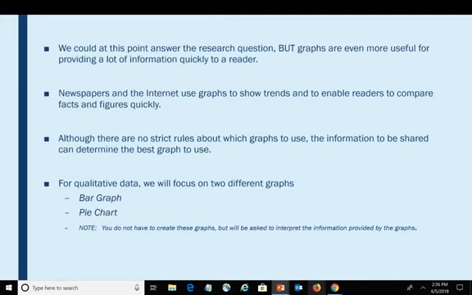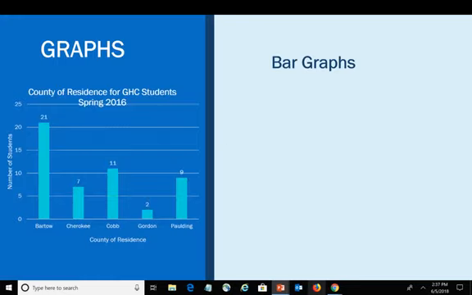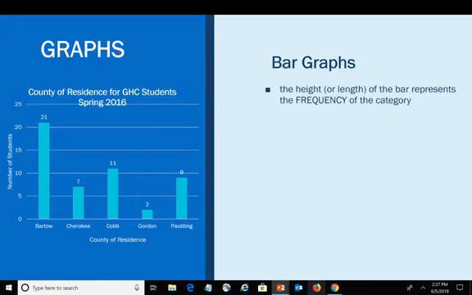Now, you're not going to be asked to create these graphs, but you will be asked to interpret the information provided by those graphs. So let's talk about the different kind of graphs for a minute. This is an example of a bar graph for the data that we just organized into the categorical frequency distribution. On a bar graph, the height or the length of the bar represents the frequency for each category.